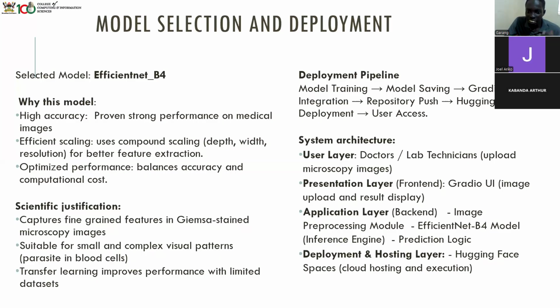In that picture, there's the user layer where doctors and lab technicians upload the microscopic images. Then the presentation layer, which is the front end, the Gradio UI, where you can upload and view the results. The application layer, the backend, we have the image pre-processing module, the EfficientNet B0 module, then the prediction logic. So the logic predicts whether it is Babesia or not. Then deployment and hosting, we use Hugging Face Spaces to host using cloud.